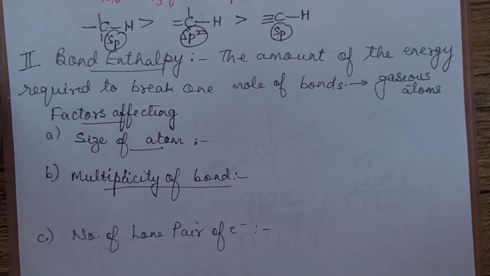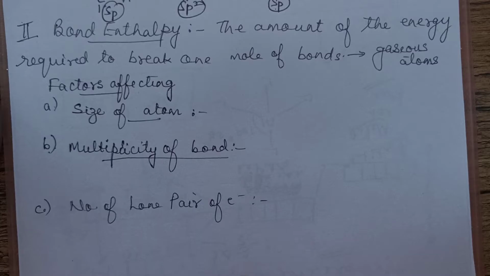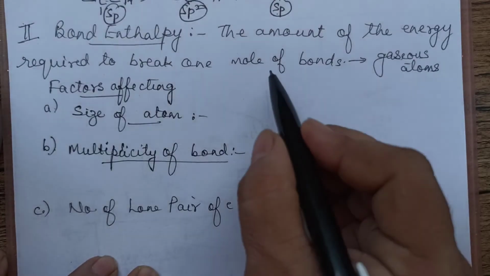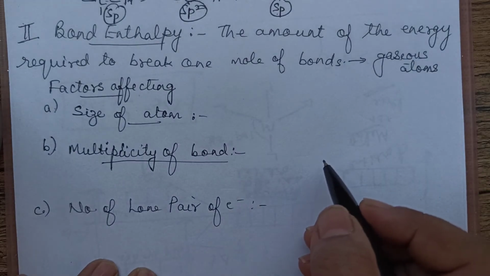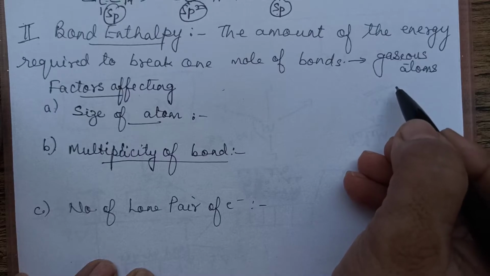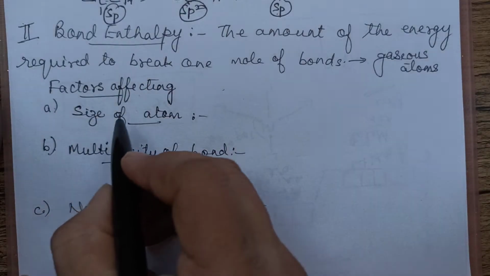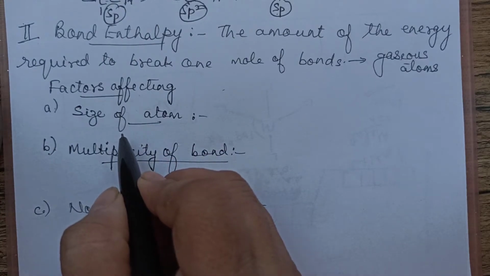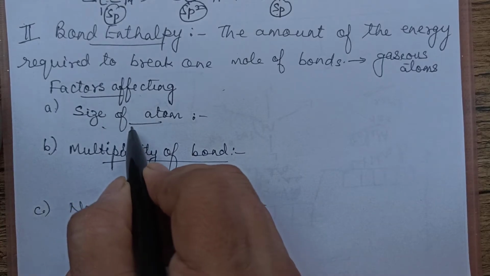The next bond parameter, children, what we are discussing is bond enthalpy. Now what is bond enthalpy? The amount of the energy required to break 1 mole of the bonds into gaseous atoms. How much energy is required? That is called as bond enthalpy. Okay. Now what factors affect bond enthalpy? Both are nearly related. Size of the atom.